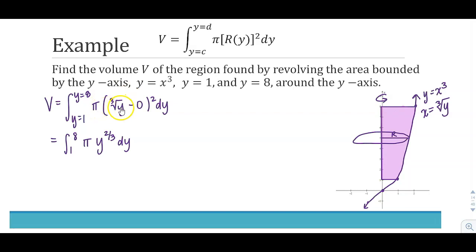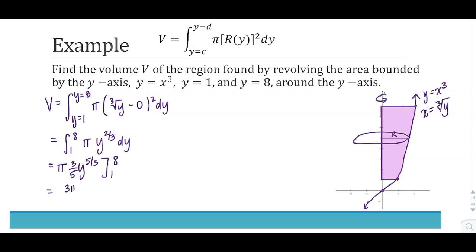So that's rewriting y to the 1/3 and then multiplying by 2. So I'm going to go ahead and take out the pi and find the antiderivative of y to the 2/3, which is going to be y to the 5/3 times 3/5 evaluated from 1 to 8. So we'll go ahead and substitute in 8 first.